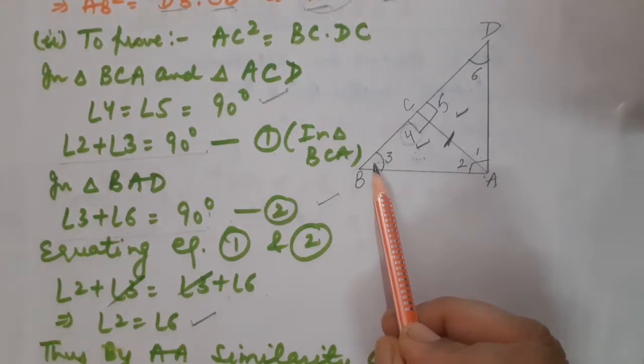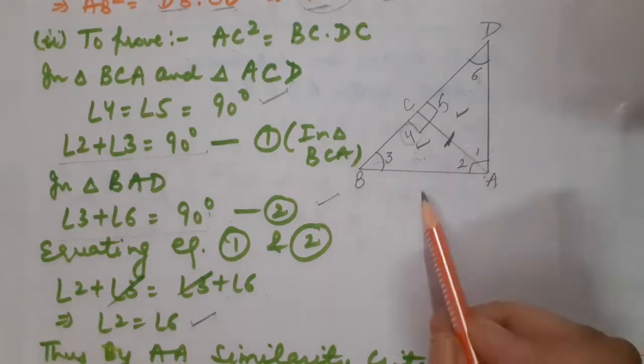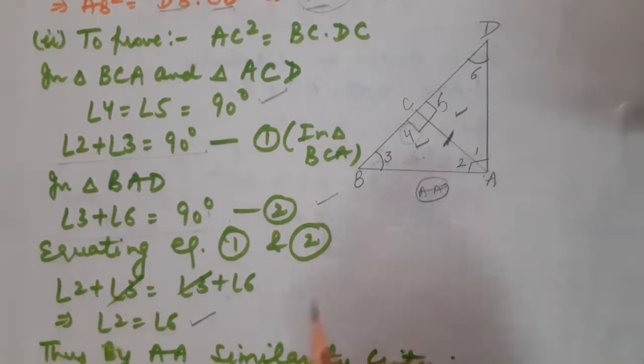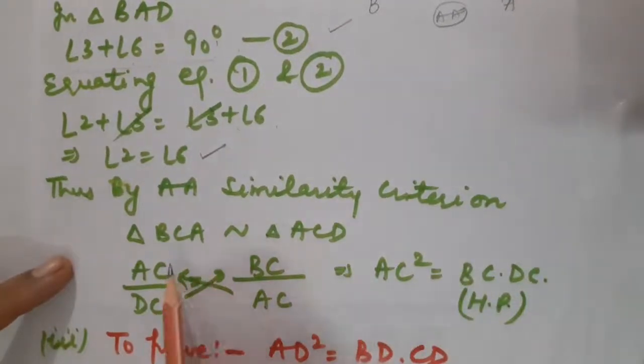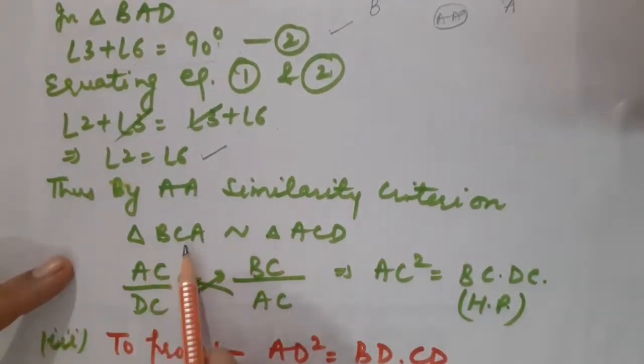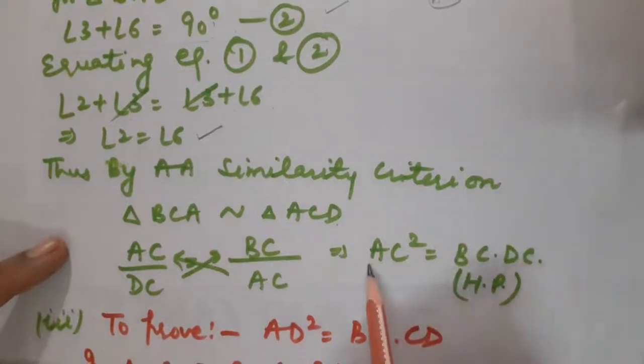That I explained to you when I explained the theorem. Fine. So if you want to go with the double A similarity criteria, that we have proved. So by double A similarity criteria, we can say that triangle BCA is similar to triangle ACD. Correct, students?